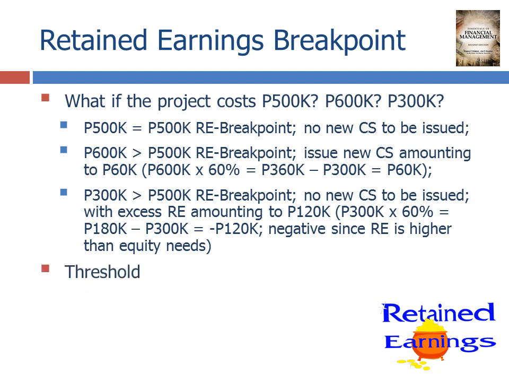In the end, just to recap, the RE breakpoint, or the retained earnings breakpoint, is the threshold. For projects more than the RE breakpoint, we need to issue new common stock. Our cost of equity, hence our WACC, will be higher. But for projects within the RE breakpoint, we do not issue new common stock. The retained earnings is sufficient for the equity portion of the capital. We will incur a lower cost of equity, hence lower WACC.